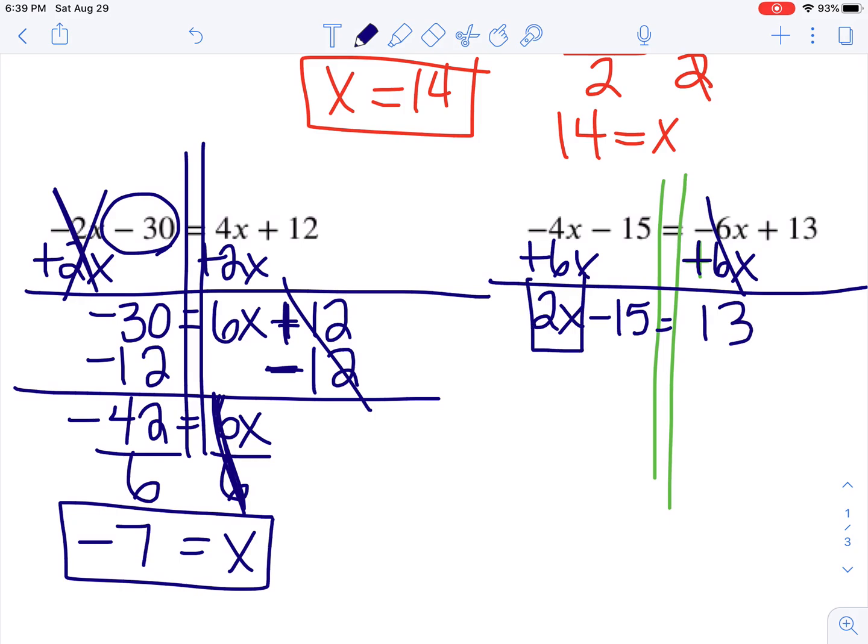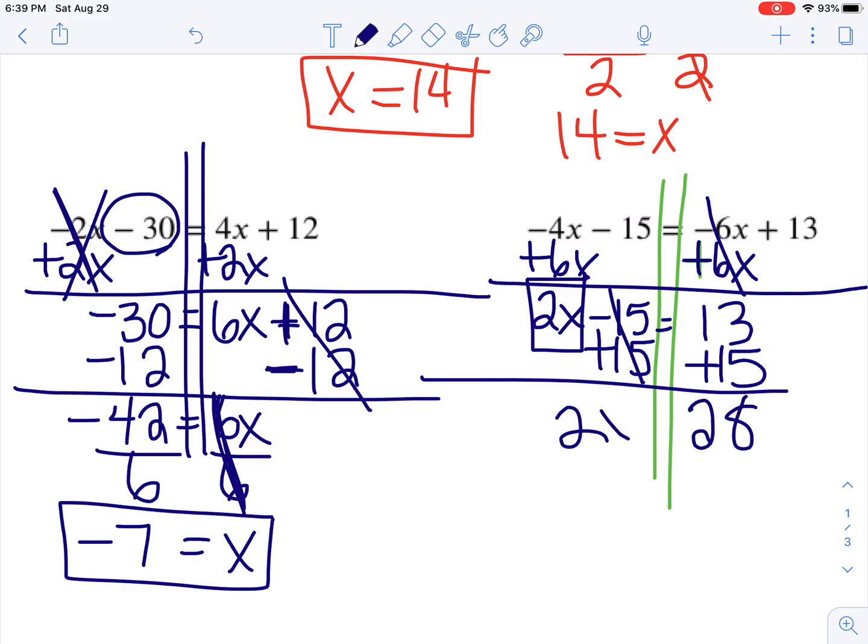So I'm going to isolate the 2x on this side. So this minus 15 is the constant I have to get rid of, because it's on the same side as the variable now. So I'm going to do plus 15 and then add 15 over here to the 13. And that's 28, so I have 2x equals 28. This looks like it's going to be the same answer as the first problem. And then I'm going to divide by 2, and I get x equals 14.